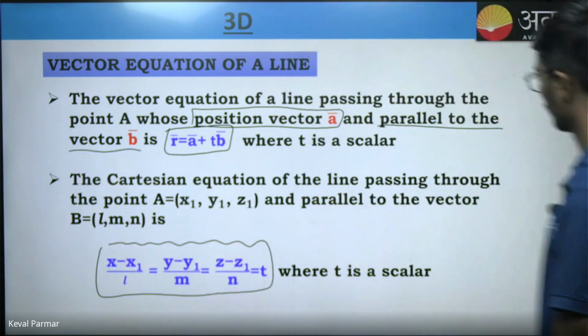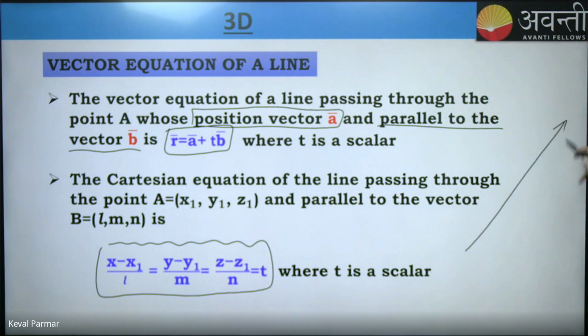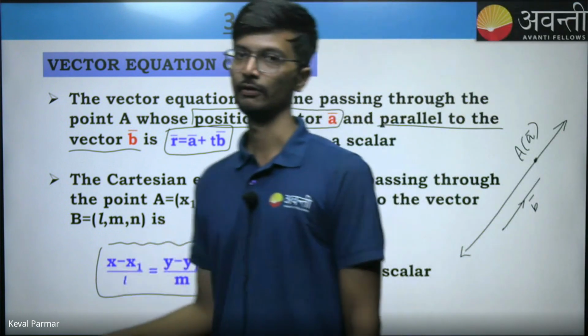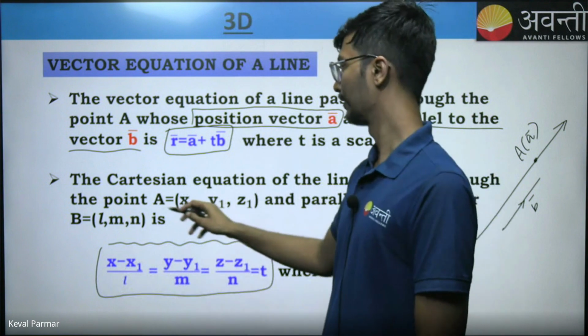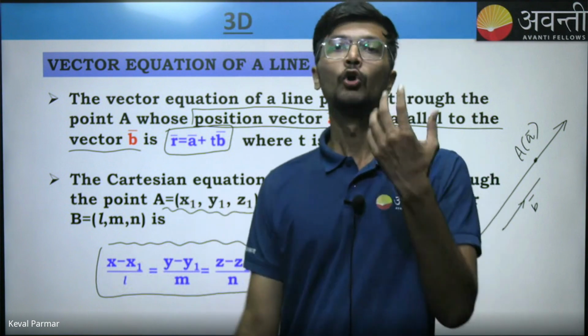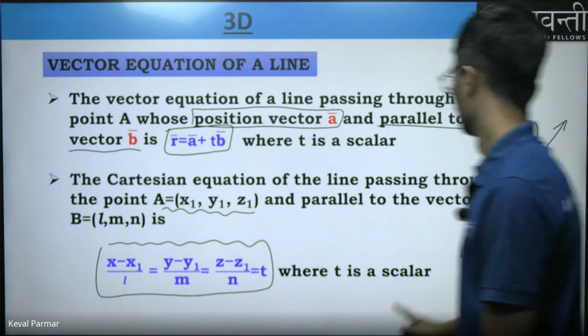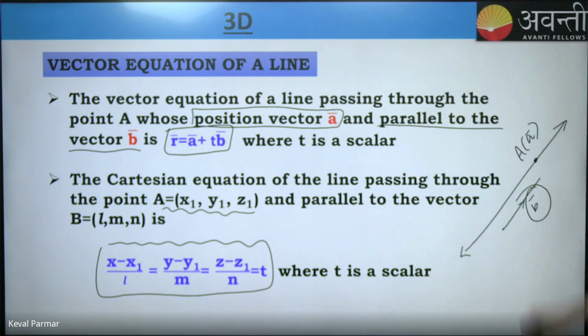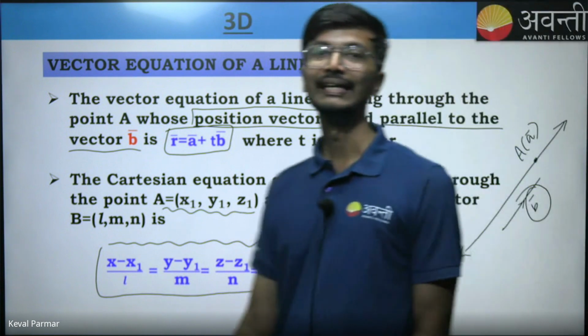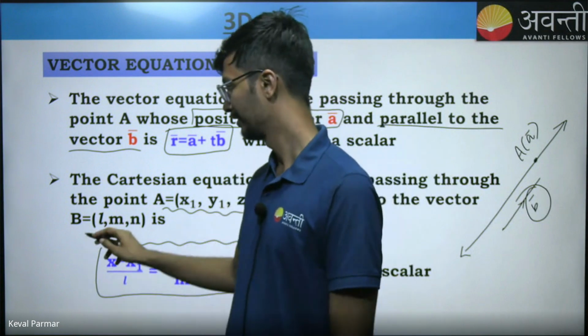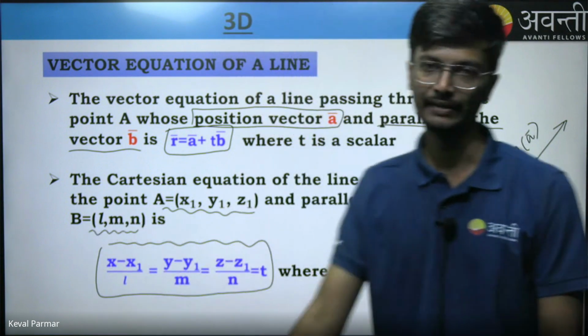That means if I want to draw the diagram, this is the straight line. This is any point A with position vector a vector, and this is the vector along the straight line, which is b. Same is here for Cartesian form. Here the line passes through x1, y1, z1, that means in terms of coordinates, and the vector b has the direction ratios l, m and n.